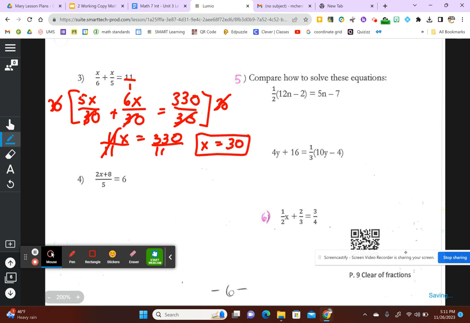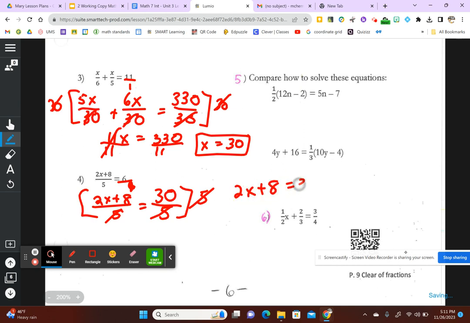Okay. Now here I only have one fraction, but I could still multiply both sides by 5, or I could say that I'm going to rename the 6 as something over 5. So this would be 6 over 1. 1 goes into 5 5 times. So 30 over 5 is the same as 6. And now I multiply everything by 5, and I get 2x plus 8 equals 30. Minus 8, minus 8, 2x equals 22. Divide by 2, divide by 2, x equals 11.